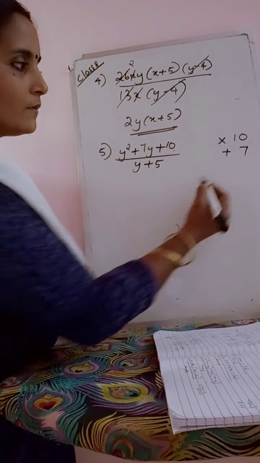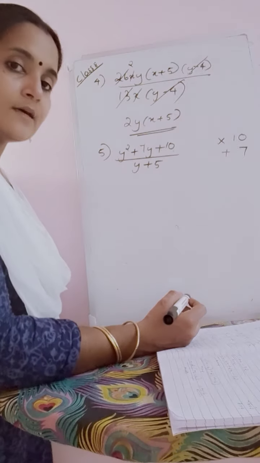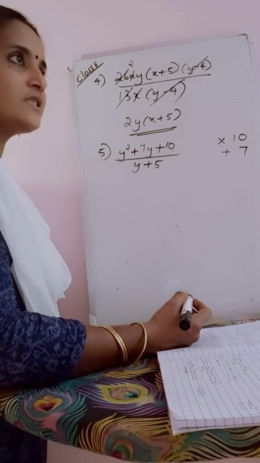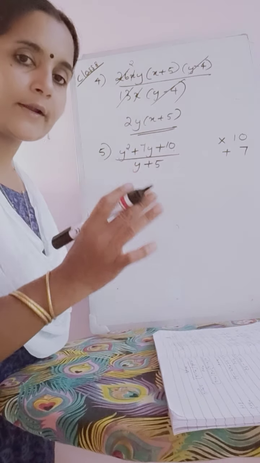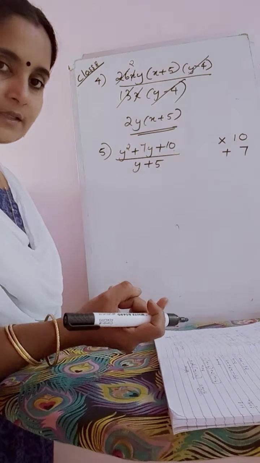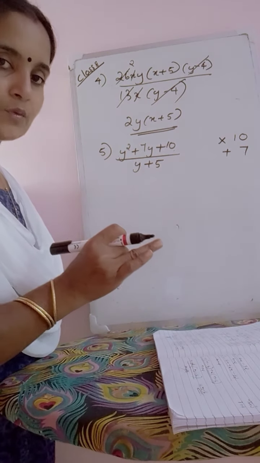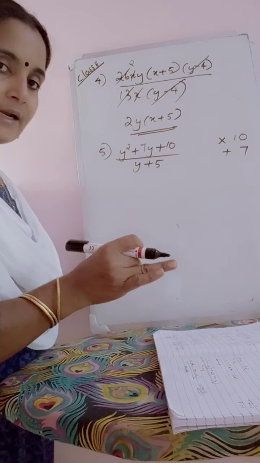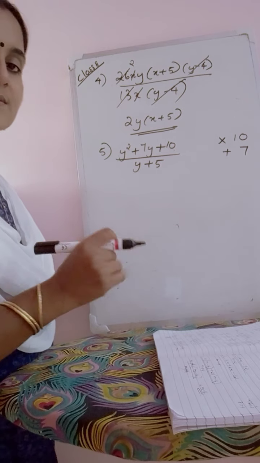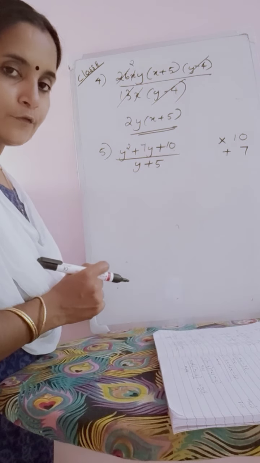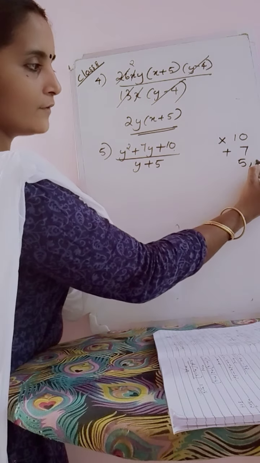You select which are the numbers. First you select which numbers give the product 10. 5 2s are 10, then 1 10s are 10. We have two cases. In that collection, which numbers give the sum 7? 5 and 2. Okay, 5 and 2.